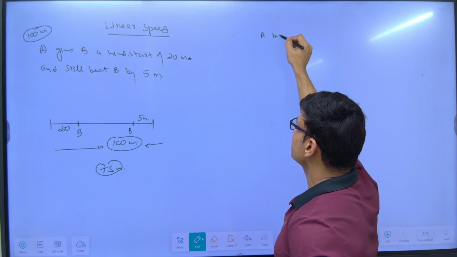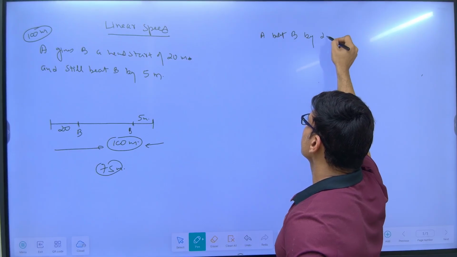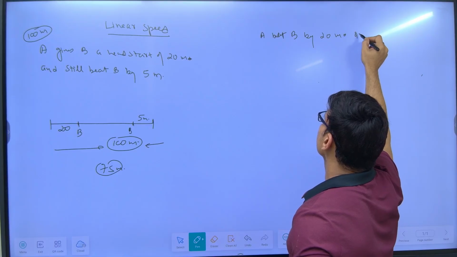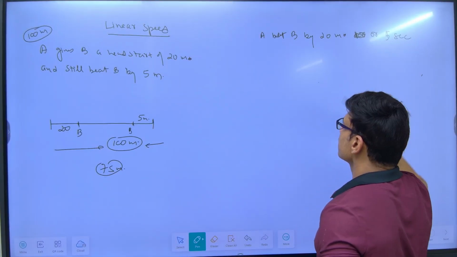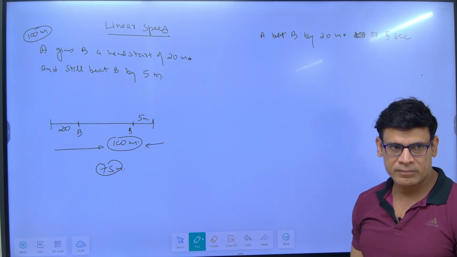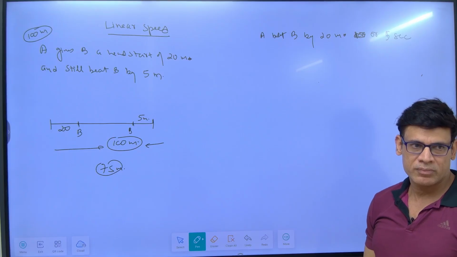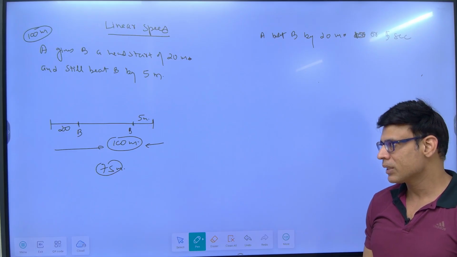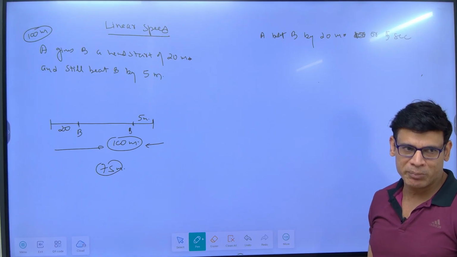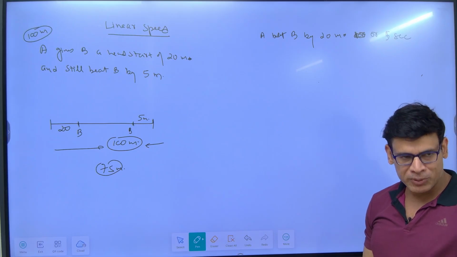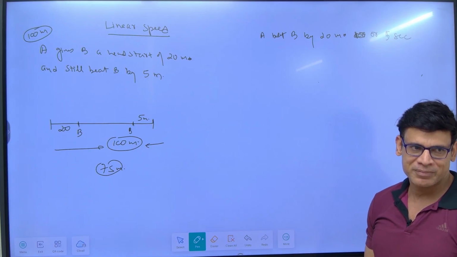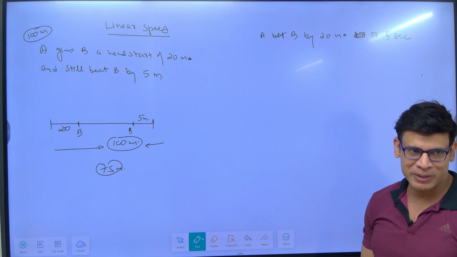In 100 meter, A beat B by 20 meter or 5 seconds. सेम ही चीज है. नहीं, बी कैसे 95 करेगा? हम लोग को पता है दोनों सेम टाइम पे स्टार्ट करेंगे. तो बी टाइम भी तो एक्स्ट्रा दौड़ गया. बी एक्स्ट्रा टाइम के लिए दौड़ रहा है ना.